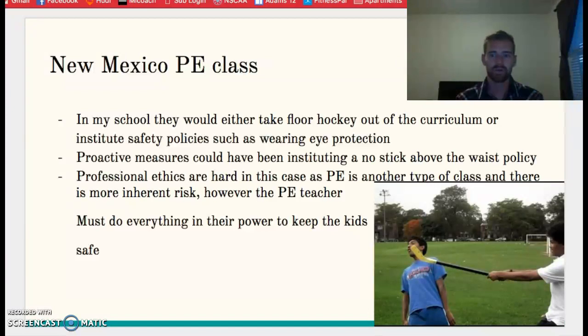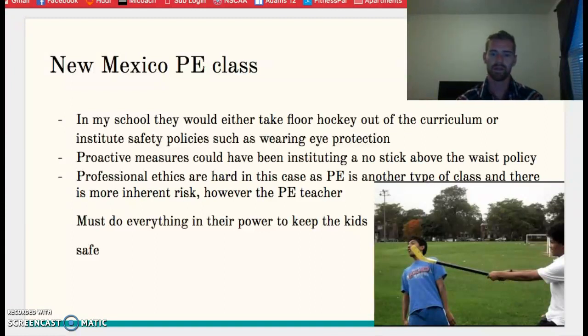If this happened in my school, some reactive measures might be taking floor hockey out of the curriculum or instituting safety policies like wearing eye protection. My dad was a PE teacher. This happened in his class. They didn't get sued, but the school made him make the students wear goggles while they're playing hockey. So again, that's probably a reactive measure.